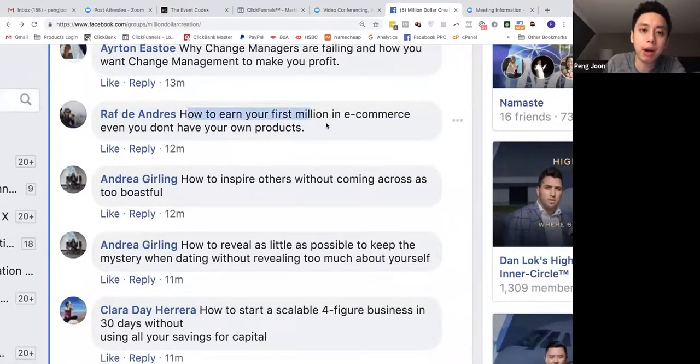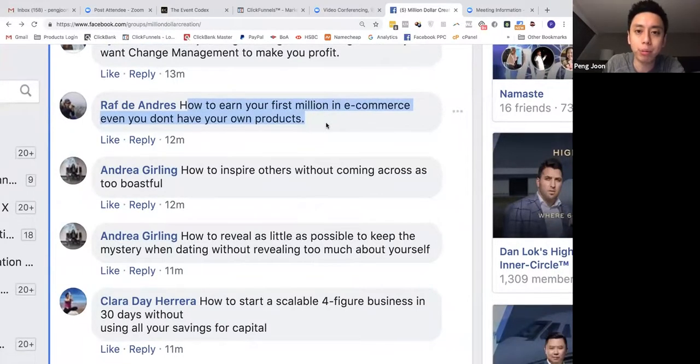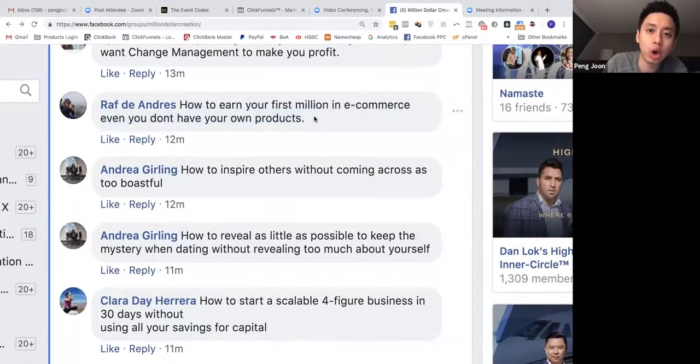Same thing here. How to earn your first million in e-commerce even if you don't have your own products. Nothing wrong with this, but this is what everybody says. And to me, there's not enough specificity. There's not enough hook, right? Again, always think about the messaging in your marketplace. For me, I know this is what every other marketer is saying. So try to think about differentiating by having some sort of process or revealing something that makes it unique. Okay.